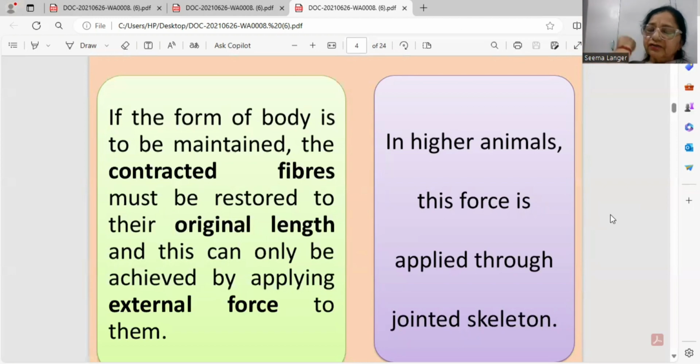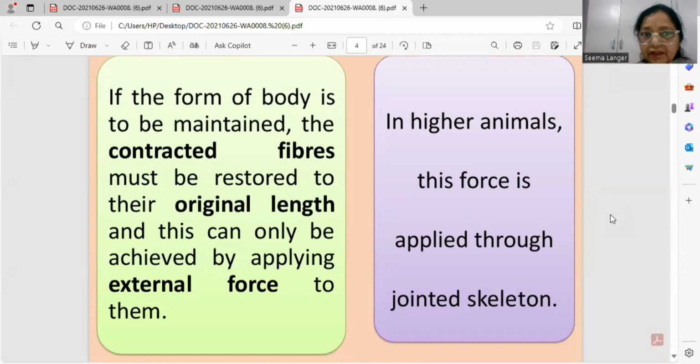In order to straighten our arm, there are triceps muscles. So the triceps muscles should contract. It is only when the triceps muscles contract that the biceps muscles relax and the arm straightens. So the two sets of muscles work in antagonism. When one set of muscles contracts, the other set relaxes, and vice versa. Here the force is applied through the jointed skeleton in our case.